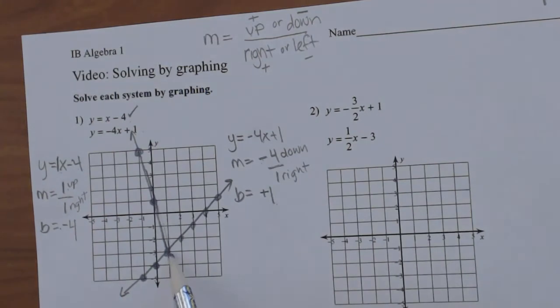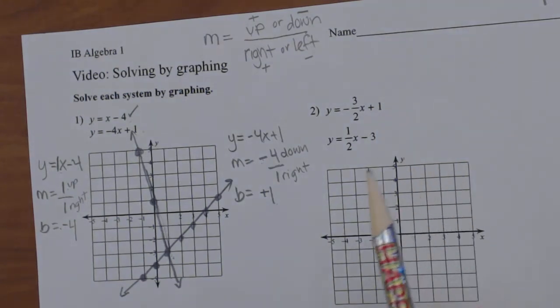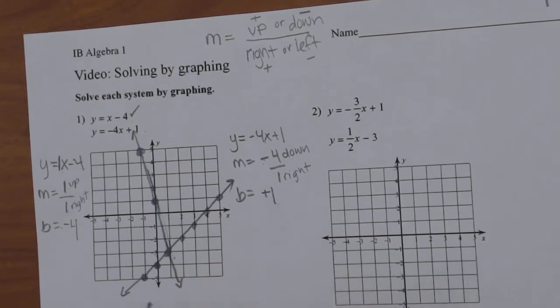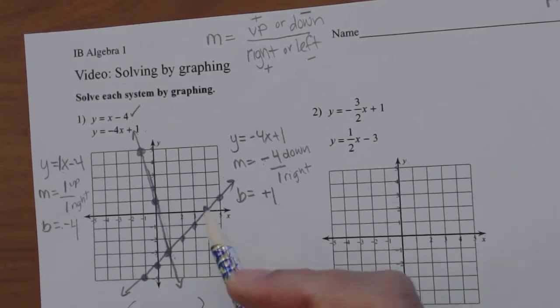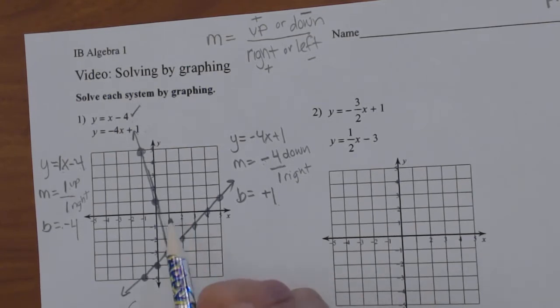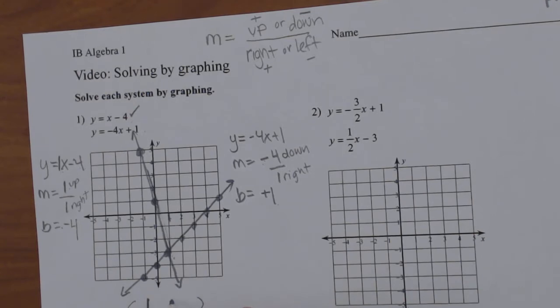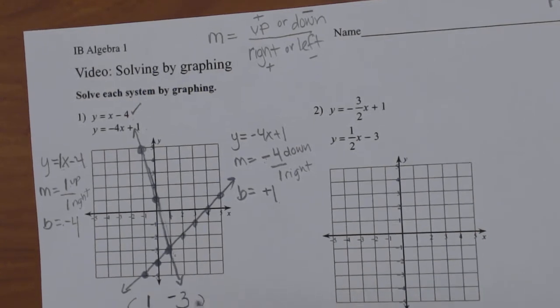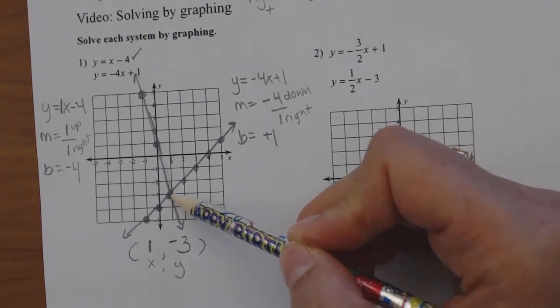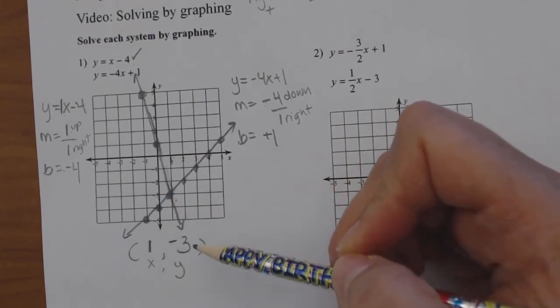Okay. Notice, here's where they cross. That's what we're looking for. We're looking to see where they cross, where they meet, where they intersect. It's all the same word. And so we have to write down the ordered pair. The ordered pair is, remember, x comma y. The x value where they meet is at 1. And the y value where they meet is at negative 3. So they meet at 1, negative 3, and if I go to that point, I see that's where they intersect.